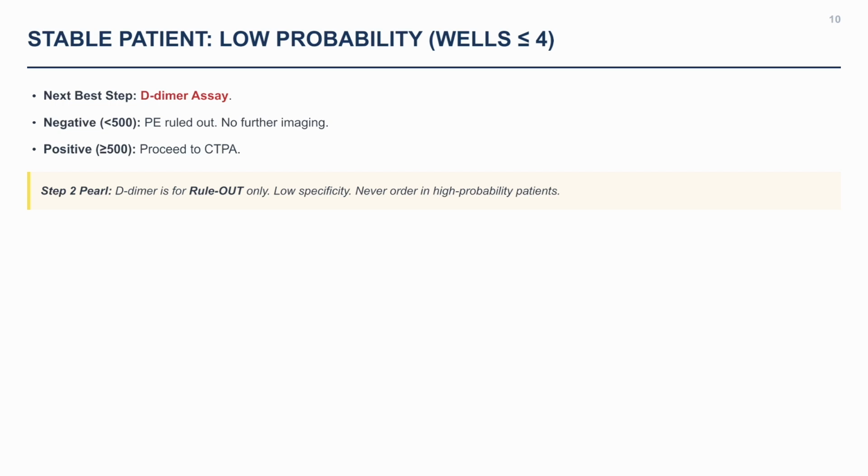Critical pearl: D-dimer is a rule-out test only. It has low specificity. Never order it in high-probability patients because a positive result won't change your management. You're going straight to CTPA anyway.